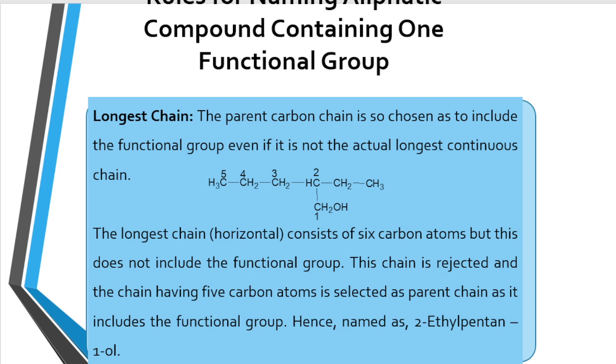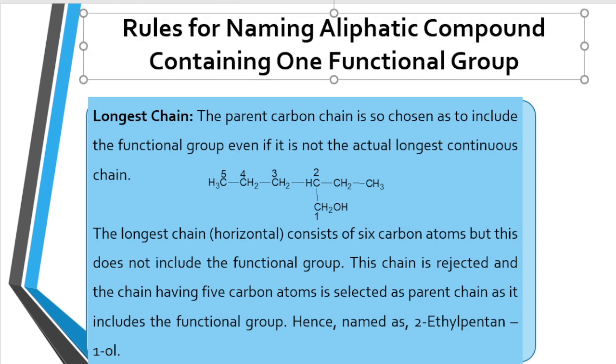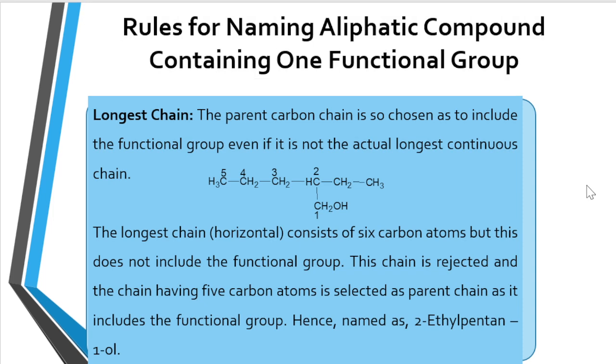The compounds containing one functional group. In the last video, we have already discussed the compounds, especially the saturated branched chain alkanes and unsaturated compounds. Here I am going to discuss the rules for naming the aliphatic compounds with a functional group. And we have discussed already the suffixes of different functional groups, right?